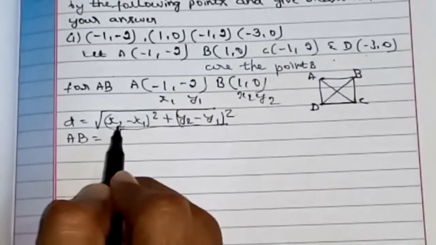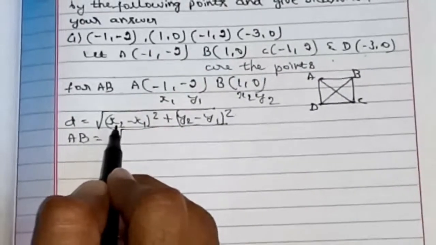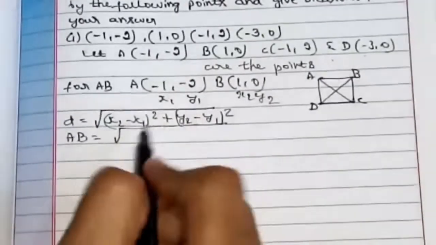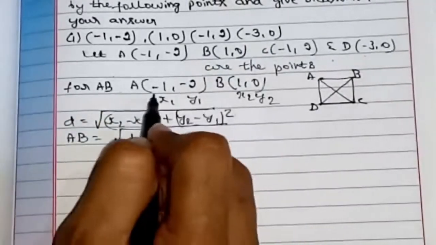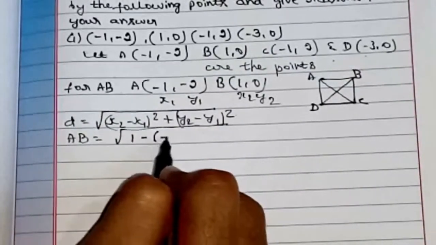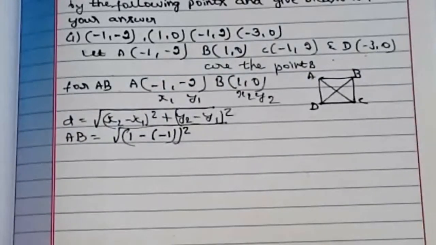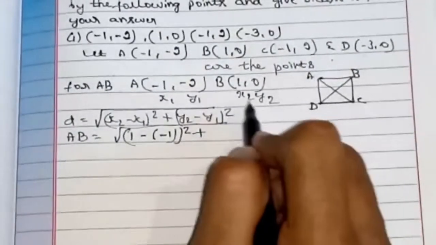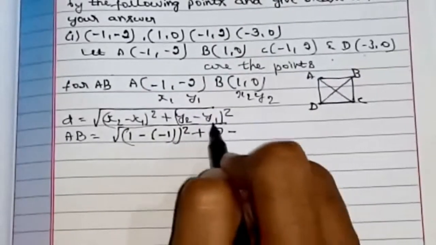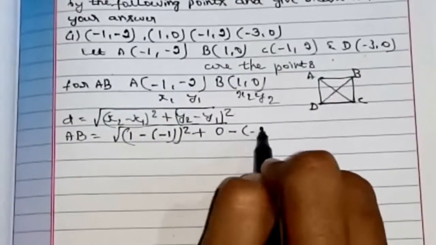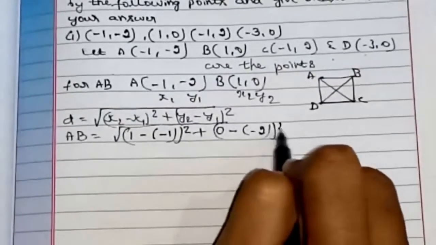Now what is the value of x2? x2 is nothing but 1. So 1 minus x1, which is minus of minus 1, whole square, plus y2, which is 0, minus y1, so minus of minus 2, whole square.